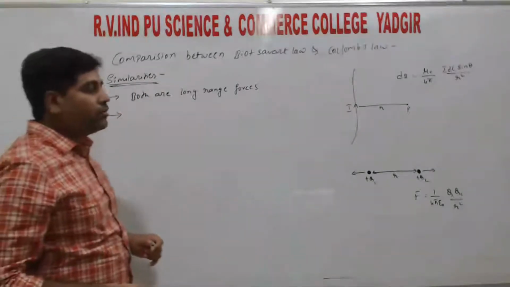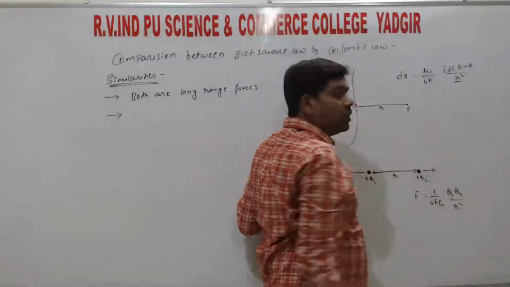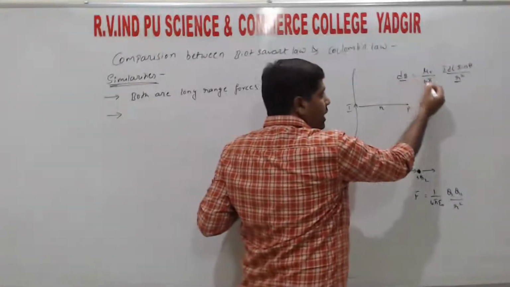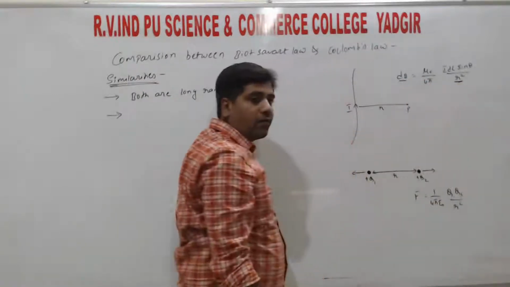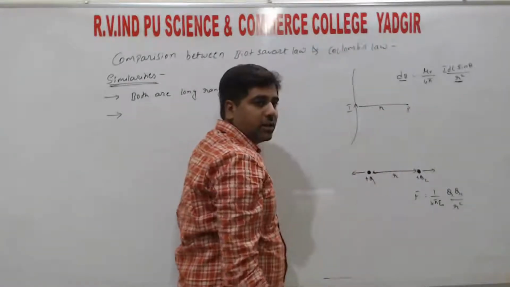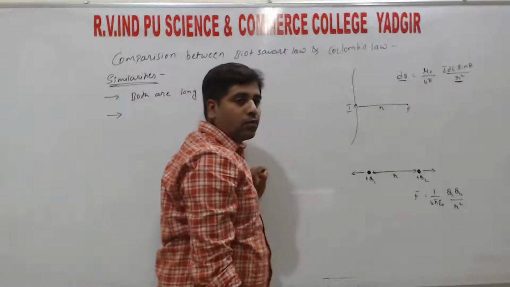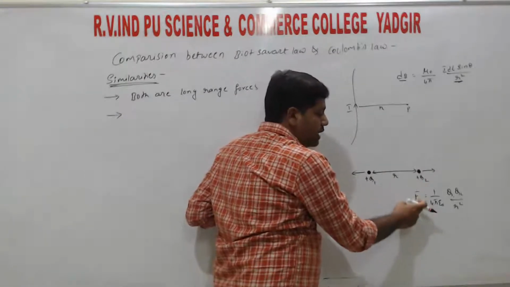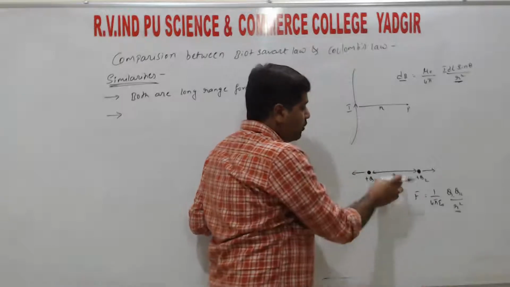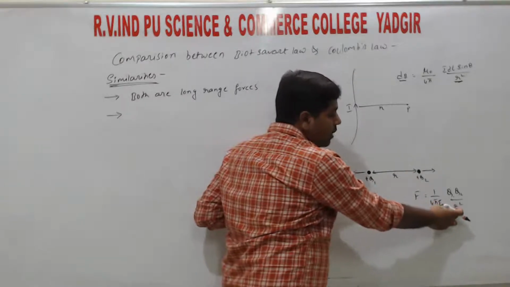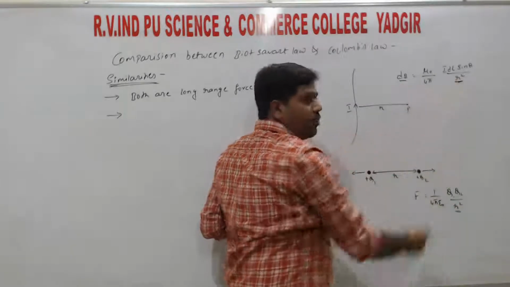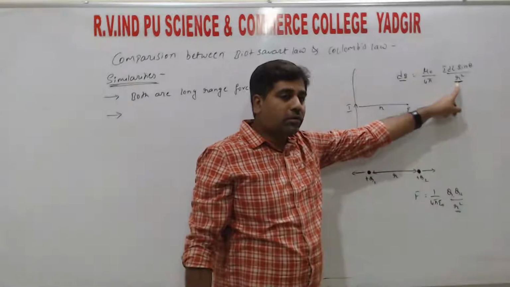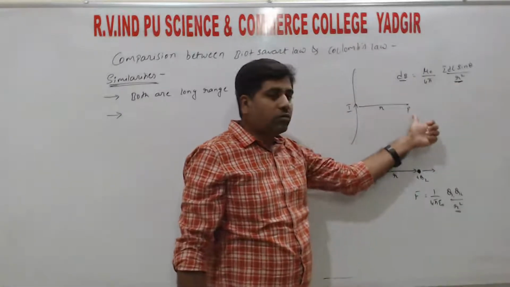The second point is both are related to the inverse square of the distance between the source and the point, right? Here the magnetic field dB is inversely related to the square of the distance between the source and the point, right? dB is inversely proportional to the square of the distance. Similarly, the force in Coulomb's law is related inversely to the square of the distance between the charges, right? The force is related to 1 by r square, and here the magnetic field is also related to 1 by r square, right? So the second similarity is both are related to the inverse of the square of the distance between the source and the point, right?